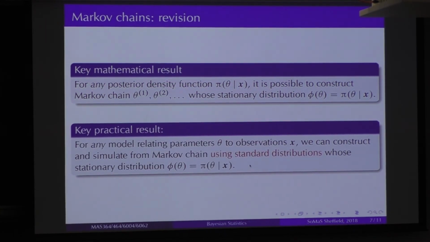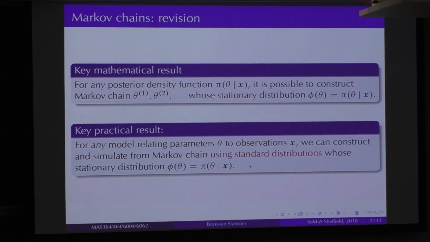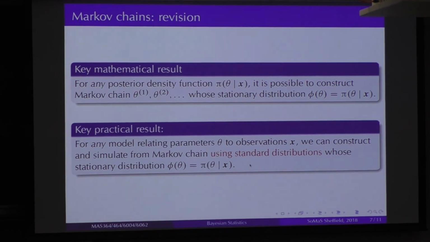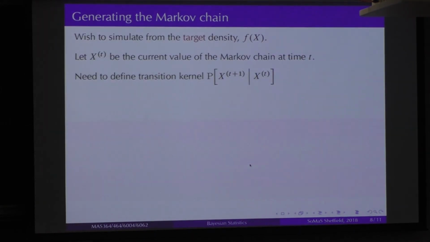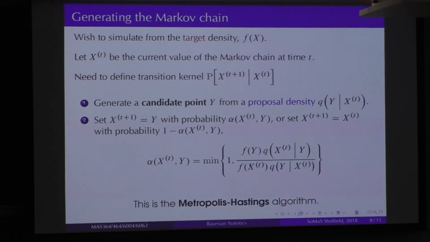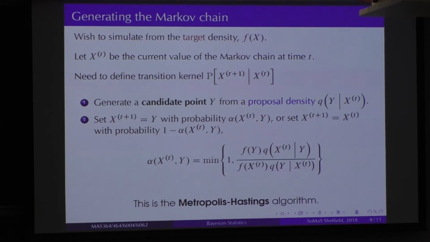And that's highlighted in your notes. So the key mathematical result is that for any posterior distribution, we can construct a Markov chain with the target as its stationary distribution. And the practical result here is that we can do that using standard distributions, right? So we can use distributions we can sample from to reach the stationary distribution.